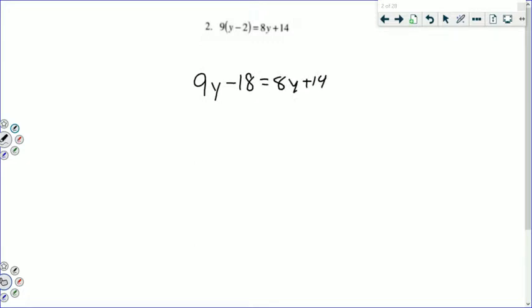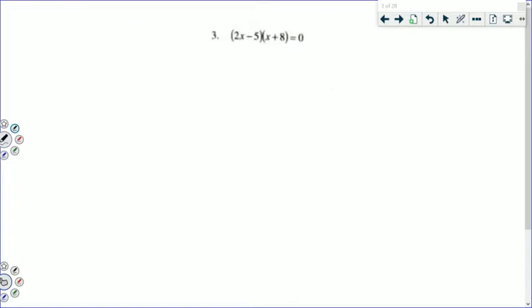So then, our goal is to get y's all on one side and numbers all on the other. So I'm going to go ahead and add 18 to both sides. So we have 9y equals 8y, and then 14 plus 18 is 32, I think. Yeah, 32. Awesome. And then we're going to subtract 8y from both sides. We get that y is equal to 32. Okay, on to the next problem.